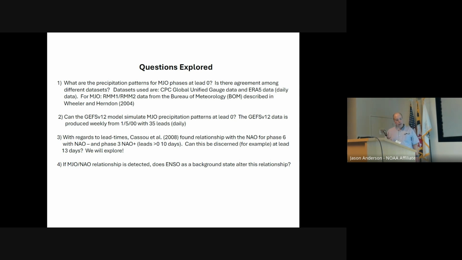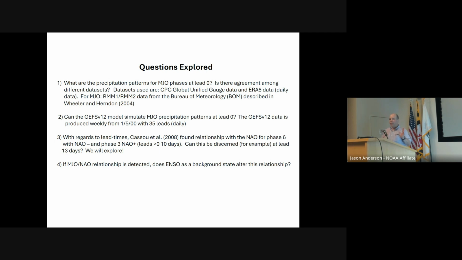Number two, can the GEFS v12 model simulate MJO precipitation patterns at lead zero? The GEFS v12 data is produced weekly from 1500 with 35 leads, daily. And I'll say a lot of this work I'm going to show is based on a lot of the literature review I did. I found some really fun results, and it kind of inspired my imagination.